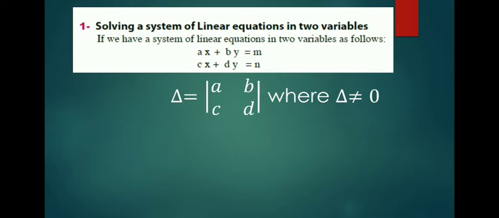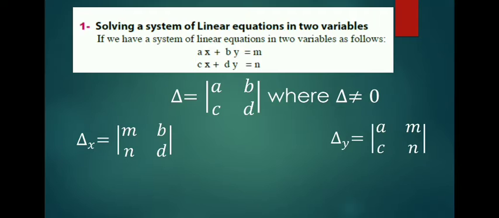We find the value of delta, which is called what? Excellent, the determinant of coefficients a, b, and c, d. And we have a very important condition: delta not equal 0. The second determinant is delta x, which is the determinant of x, or x determinant. We will change the column which contains the coefficients of x by the two constants m and n.